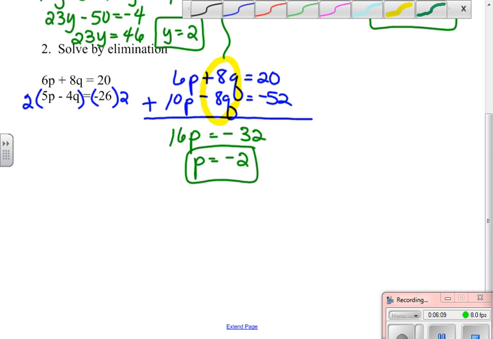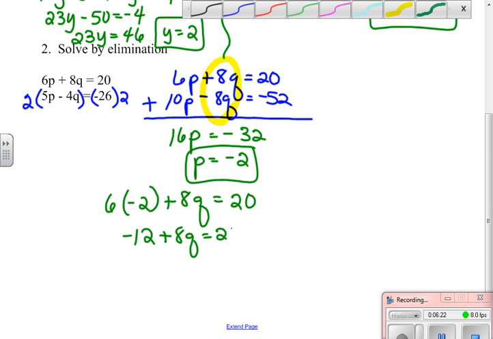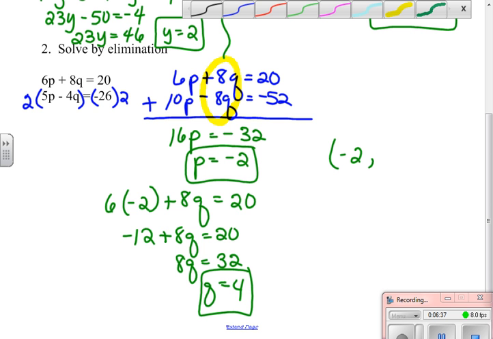Take that and substitute in, and so I have 6 times -2 plus 8q is equal to 20. So I have -12 plus 8q equals 20. Add 12, 8q equals 32, q equals 4. And when you're making ordered pairs for letters that are not x and y, you always go in alphabetical order. And so my ordered pair is -2, 4.